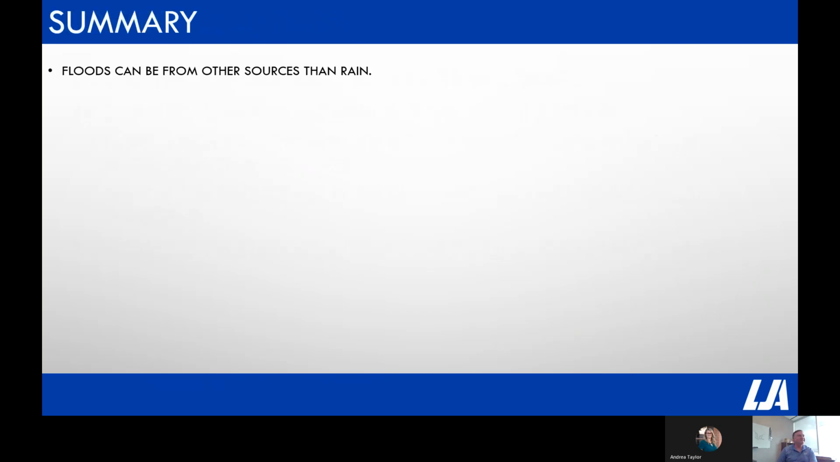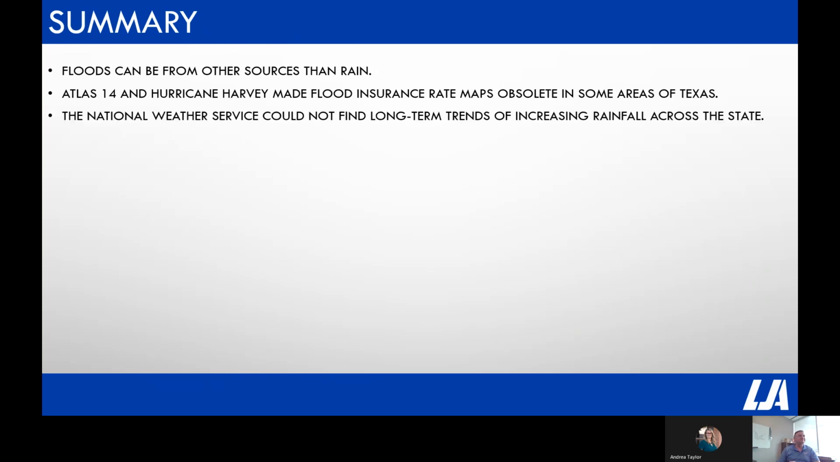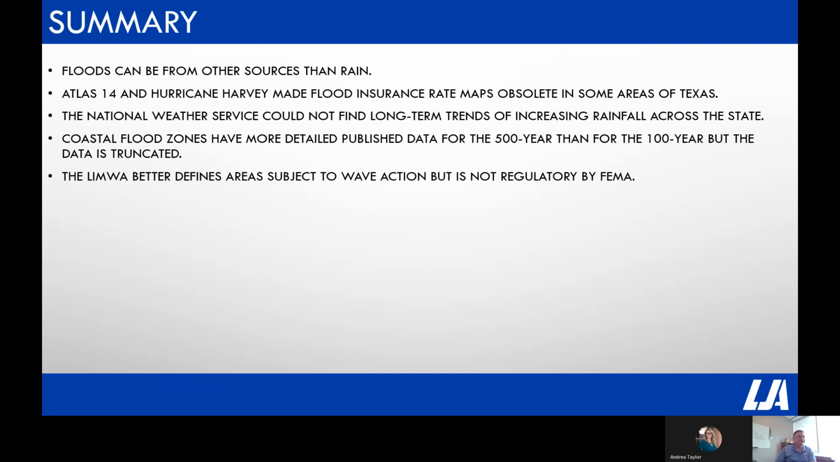So, quick summary. Floods can be from other sources than rain. Atlas 14 and Hurricane Harvey have made flood insurance rate maps obsolete in some areas of Texas. The National Weather Service could not find long-term trends of increasing rainfall across the state of Texas. Coastal flood zones have more detailed published data for the 500-year than for the 100-year, but that data is often truncated. The limit of moderate wave action better defines areas subject to wave action that can cause damages, but this area is not yet regulated by FEMA.